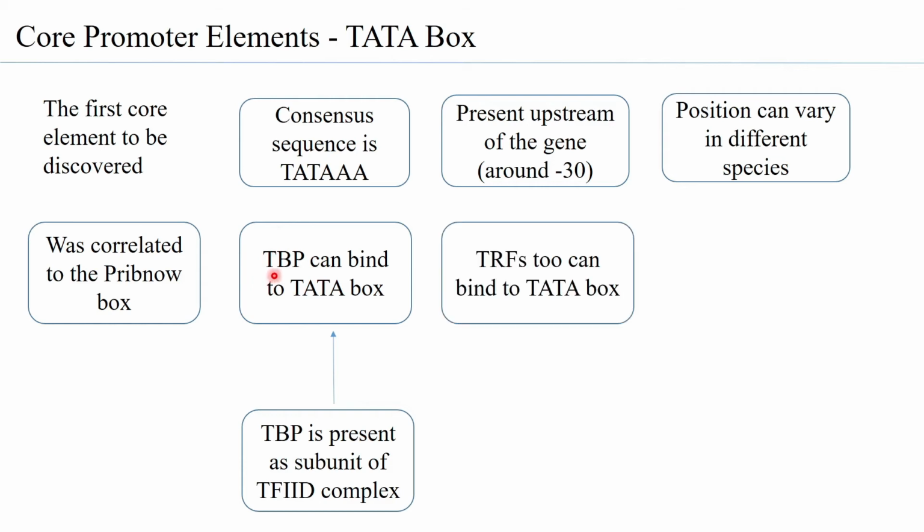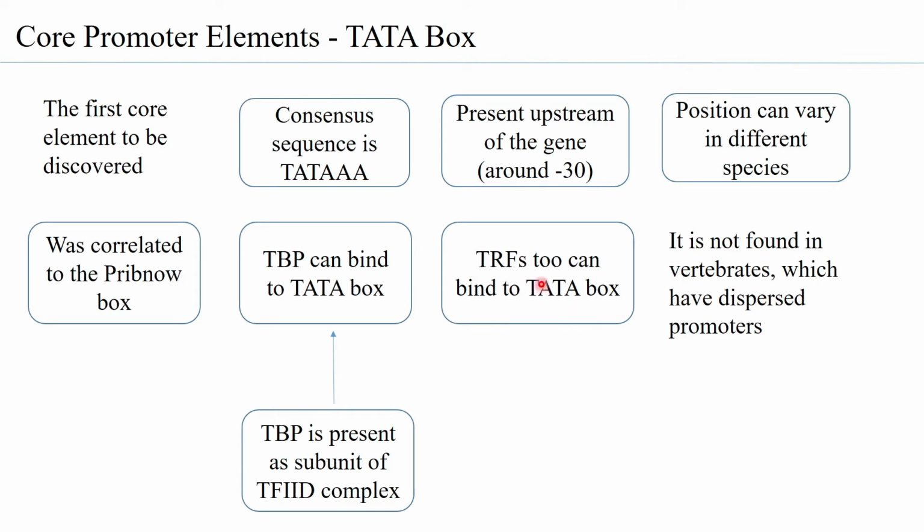Other than TBP, what is also able to bind to the TATA box are TBP related factors. There are several TBP related factors like TRF1, TRF2, etc. Humans have also been found to have TRF2, which is able to bind to the TATA box. Now, the TATA box is not really found in vertebrates, and most vertebrates have been found to have dispersed promoters. Therefore, the conclusion is that vertebrates which have dispersed promoters have TATA-less promoters. That is, they don't have the TATA box.